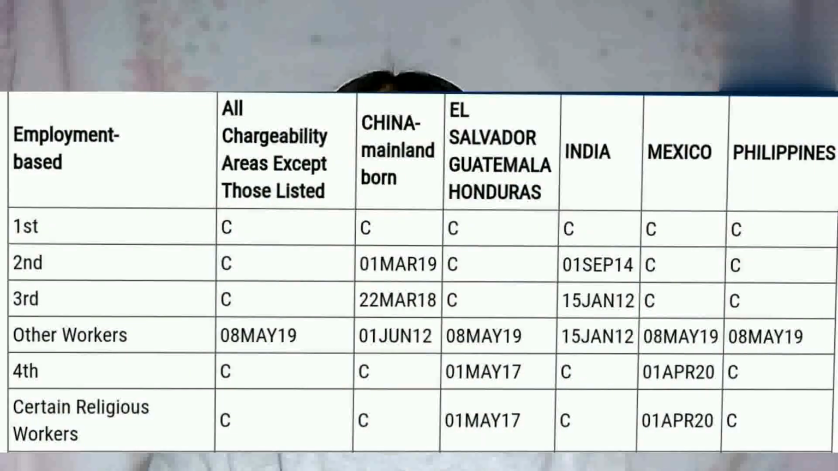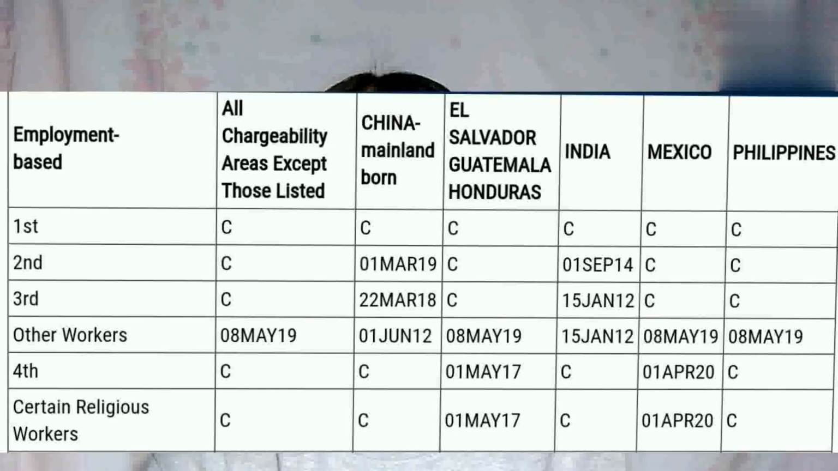Employment-based. First, all chargeability areas except those listed, current. China mainland-born, current. El Salvador, Guatemala, Honduras, current. India, current, Mexico, current, Philippines, current. This is for the first preference, guys. Second, for employment-based, all chargeability areas except those listed, current. China mainland-born, March 1, 2019. El Salvador, Guatemala, and Honduras, current. India is September 1, 2014. Mexico and Philippines are current.